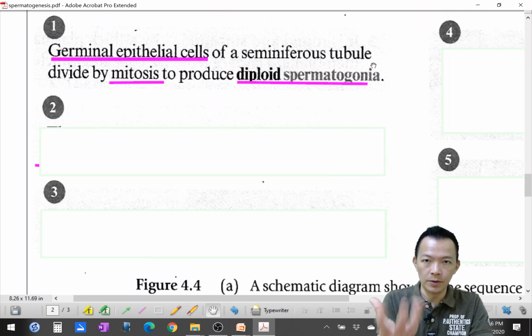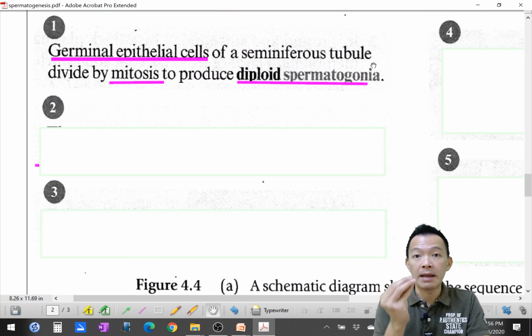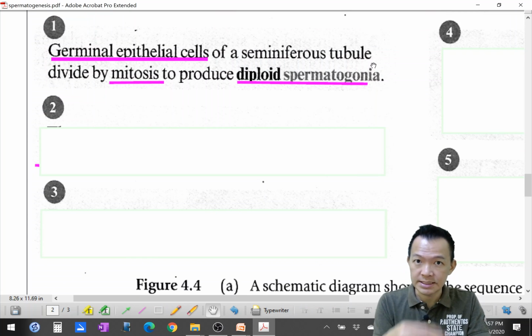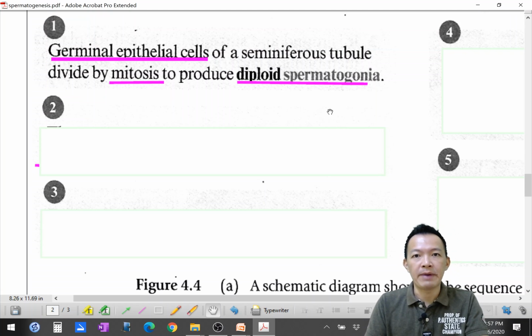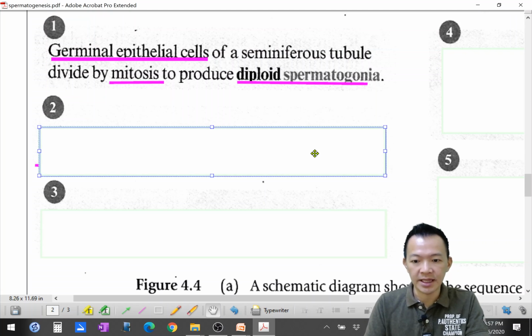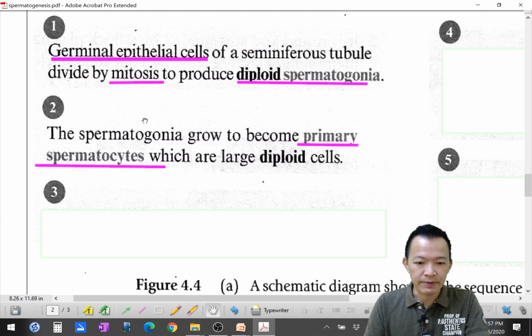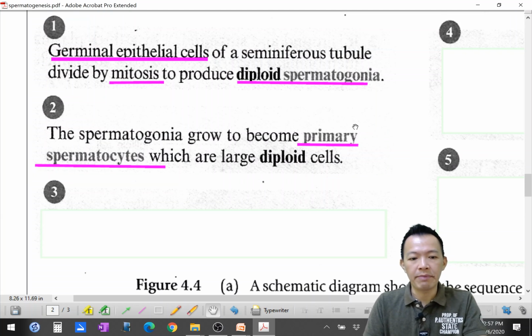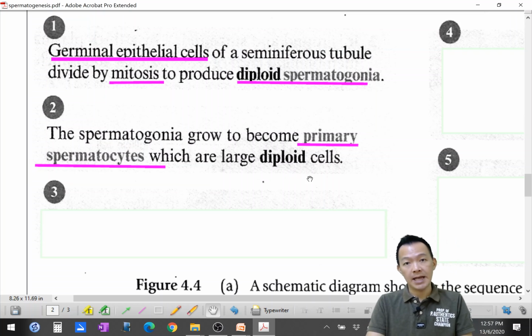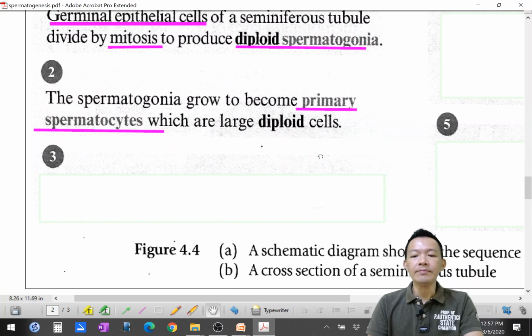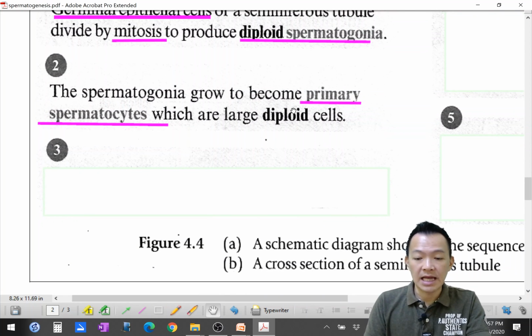They are going to grow and become the primary spermatocyte. When I say primary, it is still diploid. So the spermatogonia grow to become primary spermatocytes, which are large diploid cells. When it becomes this large diploid cell, what happens to the primary spermatocyte?